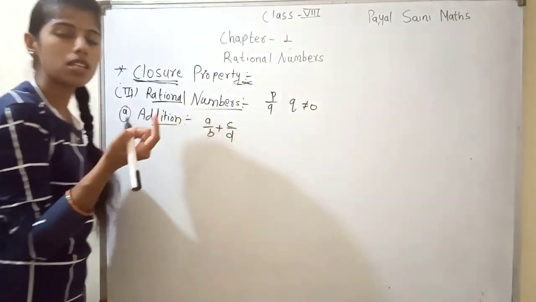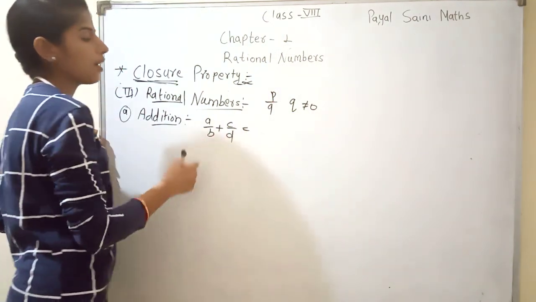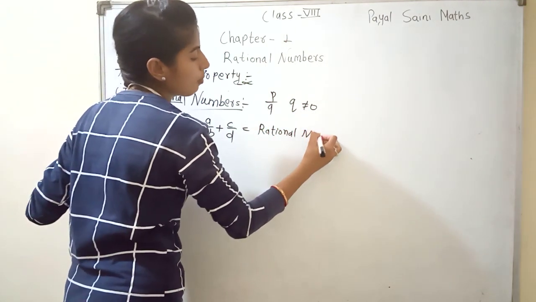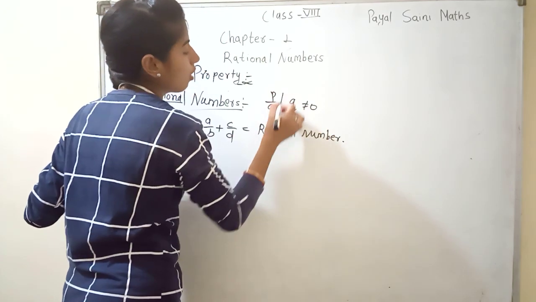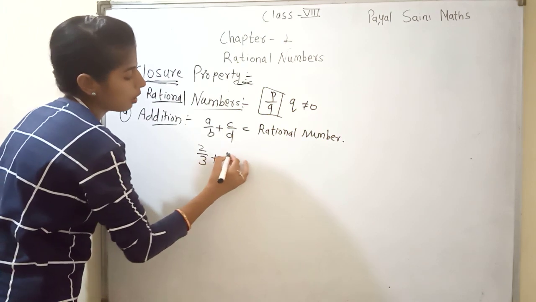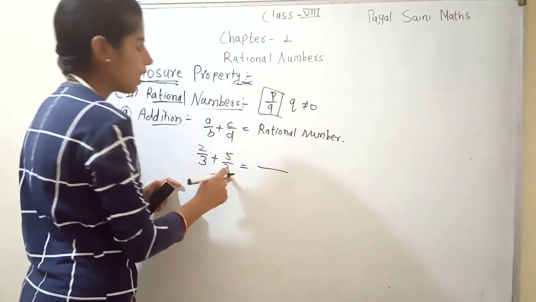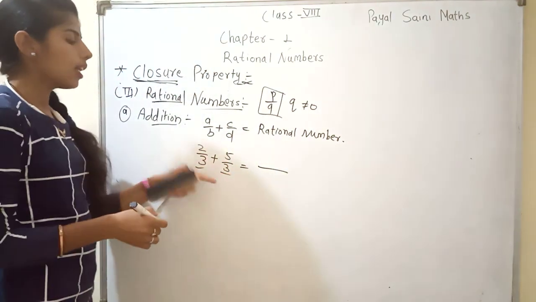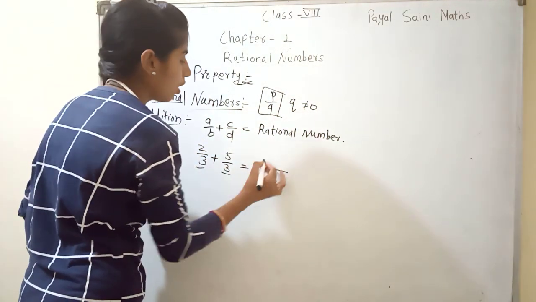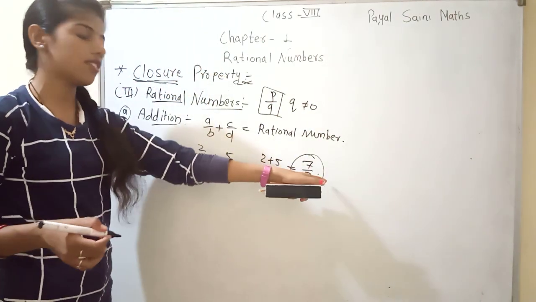Integers means there are also plus numbers and minus numbers. Then I write here a by b plus c by d. Then your answer should be a rational number. Rational numbers means written in p by q. I write here 2 by 3 plus 5 by 3. How do we solve, LCM? We can see here the denominators are the same. In yesterday's video we already read about how we add. Then simply add 2 plus 5, then 7 by 3. You can see here 7 by 3 is written in p by q.